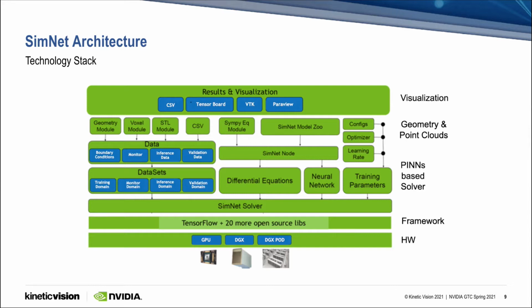SimNet has an architecture that's built on NVIDIA hardware, and it's really scalable anywhere from a single modern GPU all the way up to a cluster of DGXs. The SimNet solver is built on top of the TensorFlow framework, and then there's capabilities to bring in or produce different types of geometry, as well as solve different types of physics-informed neural networks based on different governing differential equations. And then once you have your solution, you're going to be interacting with it while you're solving with things like TensorBoard and using VTK and ParaView to really look at your results.